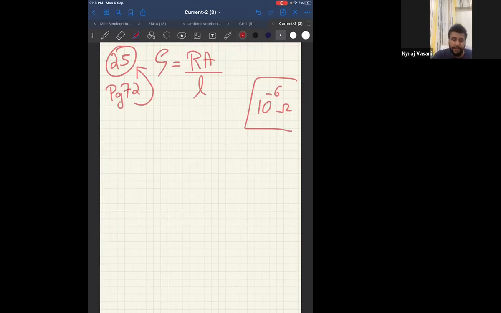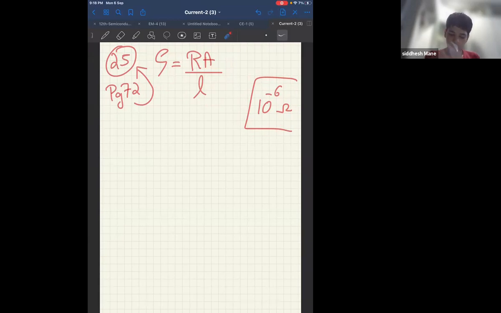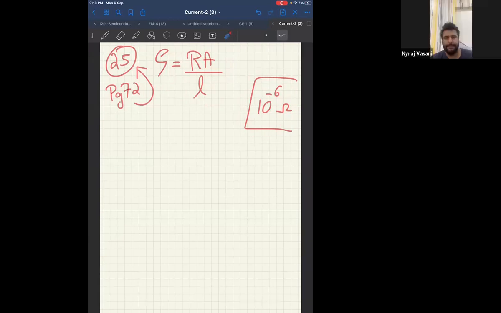Answer is given on the screen. Tell me if you're getting this. Length is given, area will be square. Resistivity is given, length is given, area can be found by length square. You have to find R, and the value of R is given here. Check whether you're getting the answer as 10 power minus 6. All of you. Not 2 into 10 power minus 6. Answer is only 10 power minus 6. Tell me. Yes?